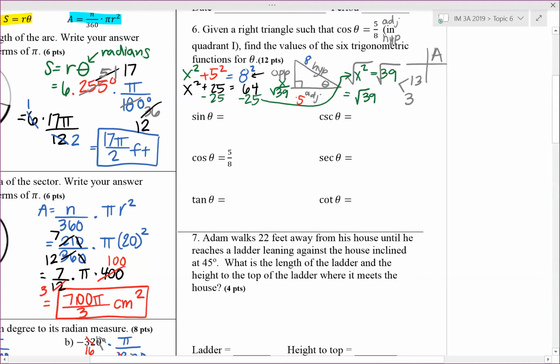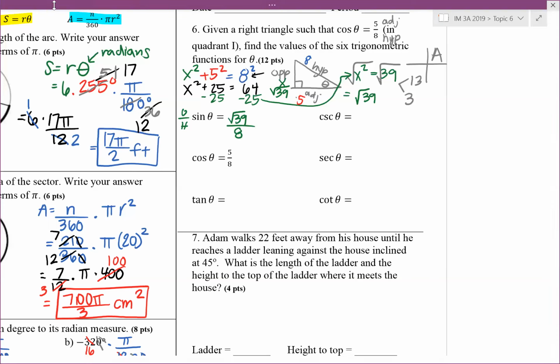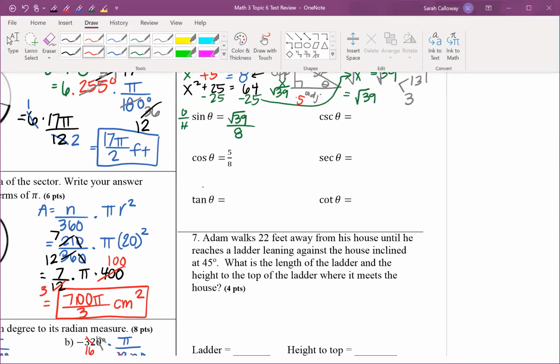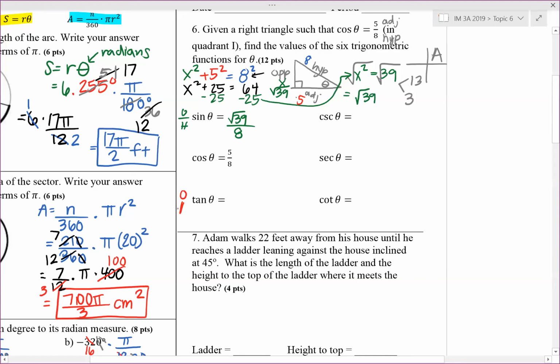Okay. So sine, remember, is opposite over hypotenuse. And so it's going to be the square root of 39 over 8. I'll just do different colors for each answer. Cosine was the one that was given, so obviously that one is there. We don't have to fill it in. Tangent is opposite over adjacent. And so tangent then is the square root of 39 over 5, which was our adjacent side.